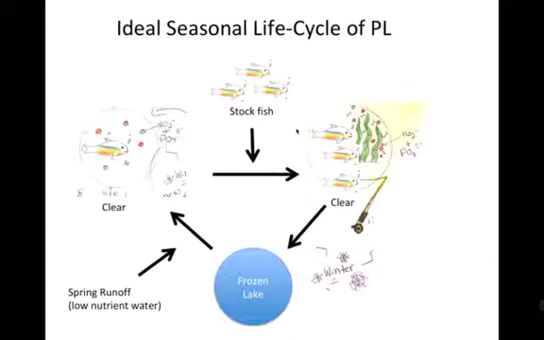So this is a diagram of the ideal seasonal life cycle of Pearl Lakes, kind of what we're shooting for. And I'm going to start all these conversations here at spring runoff and go through the cycle of what happens. So in kind of an ideal year, we will get spring runoff with low nutrients in the water. We will have some trout surviving in the lake and clear water. We'll do a spring stocking, and then we'll have lakes full of trout.